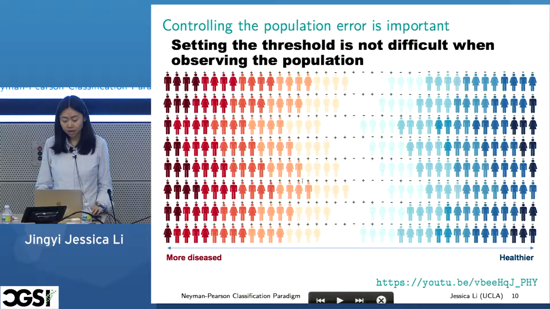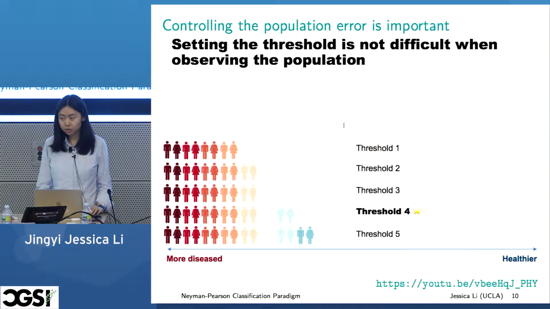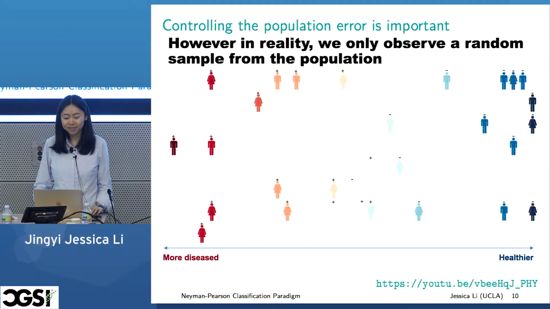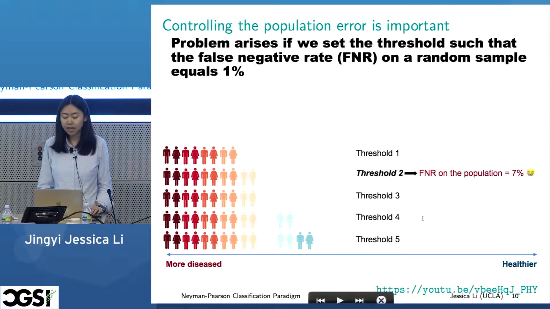However, in reality, we never get to observe the whole population. Instead, we just observe a random sample from the population. So given this random sample, where to draw the threshold? You may still do the counting and find where the 1% false negative rate is, just on the sample. Then you will get threshold 2. However, if we knew the population, this threshold would actually correspond to a false negative rate of 7% instead of 1%. So you pick a very bad threshold.